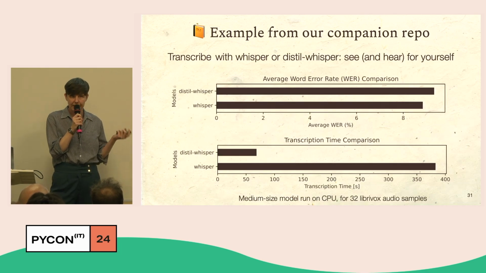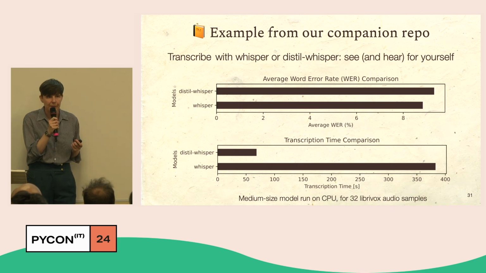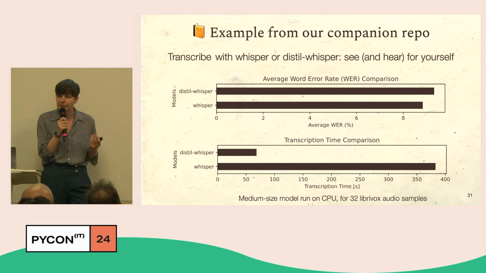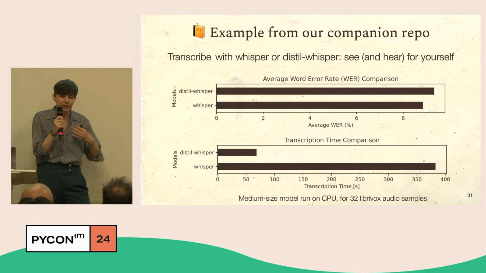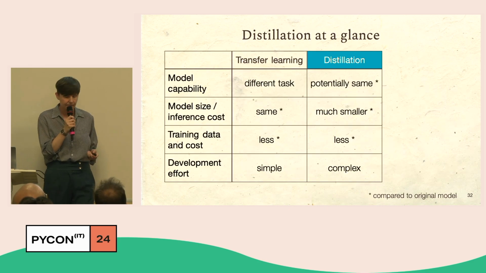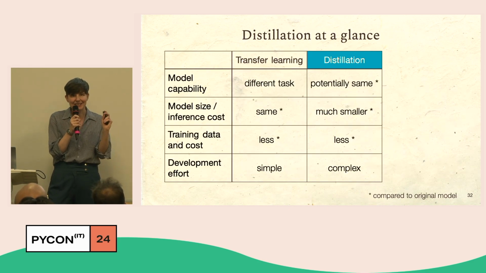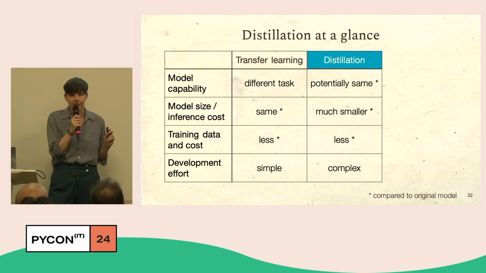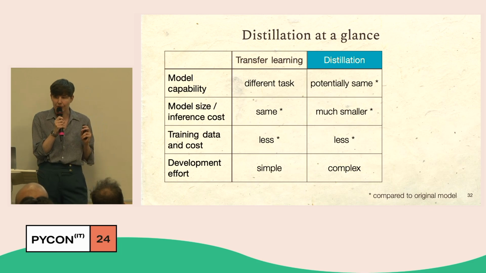In our companion repo, you will find a notebook about Whisper and Distil-Whisper, and you have a chance to use Whisper and Distil-Whisper to transcribe, hear and see for yourself how well they are working. To summarize, we can distill a large model into a much smaller model with nearly the same performance and only a fraction of the original training data. But I must warn you, distillation is newer. Library support is not as good as transfer learning, so getting up and running with it will be more complex compared to transfer learning.